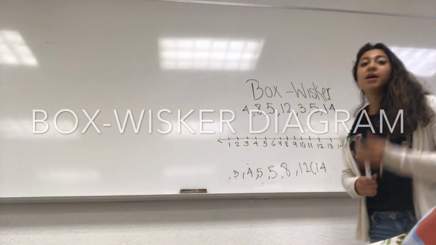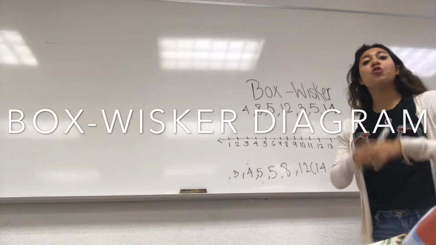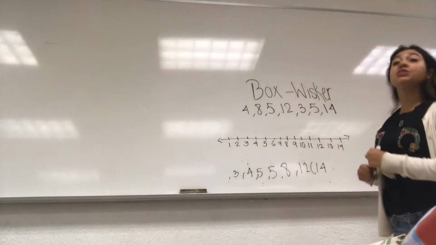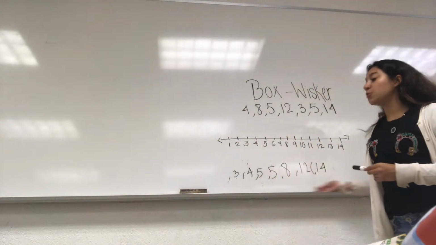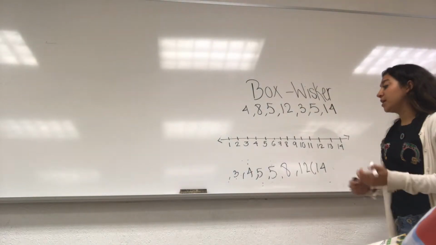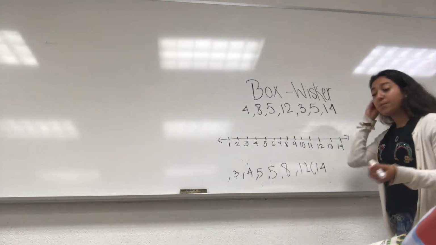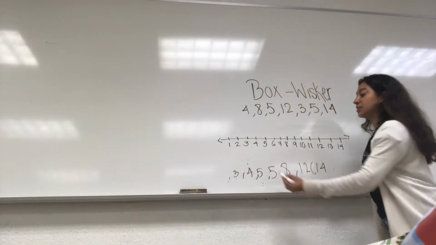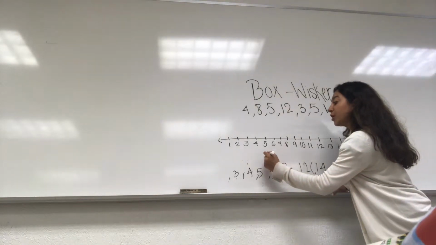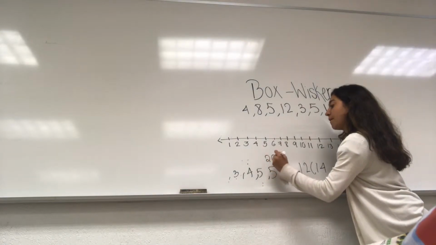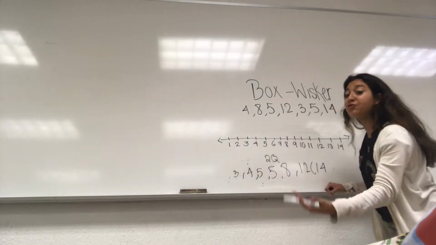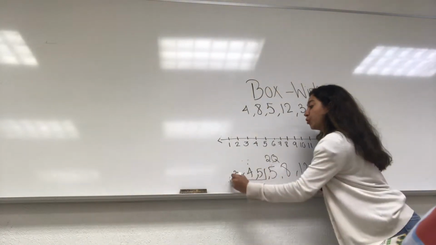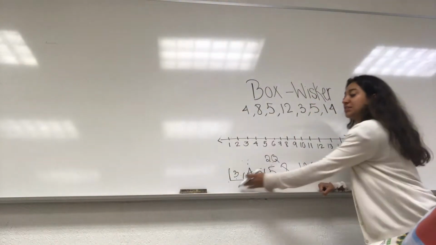Box and whisker. So this helps you to see an overall picture of the whole data and the shape of distribution. So the first thing you need to do is put these numbers in an order and select the median. So the median will be your second quartile. So in this case, the median is 5. So 5 will be your second quartile because you have 3 numbers to the left and 3 numbers to the right.